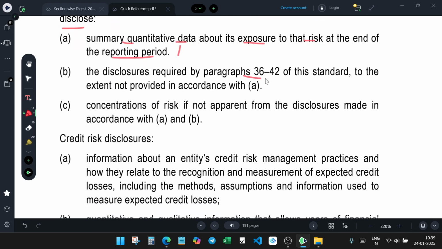Disclosure required by paragraphs 36 to 42 of the standard, to the extent not provided in accordance with A and B, if the concentration of risk is not apparent from the disclosure made in accordance with A and B. So concentration risk may not be apparent.